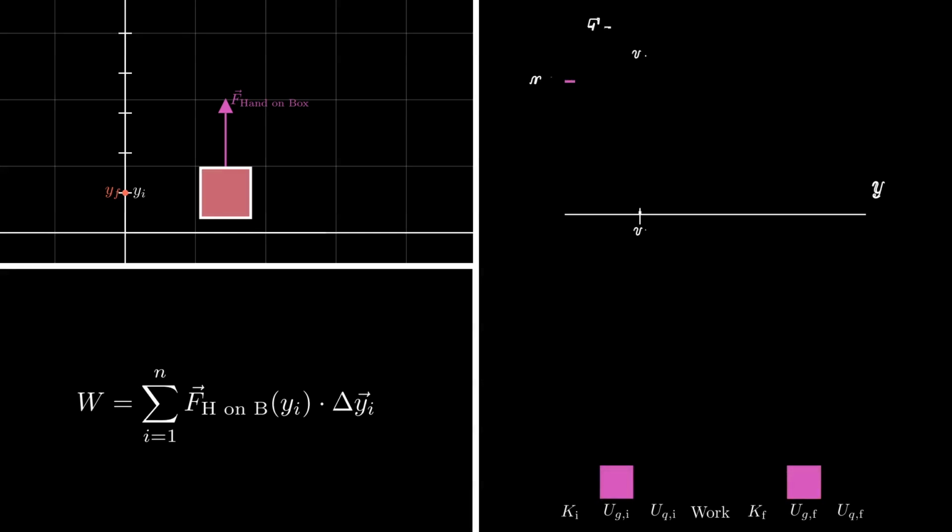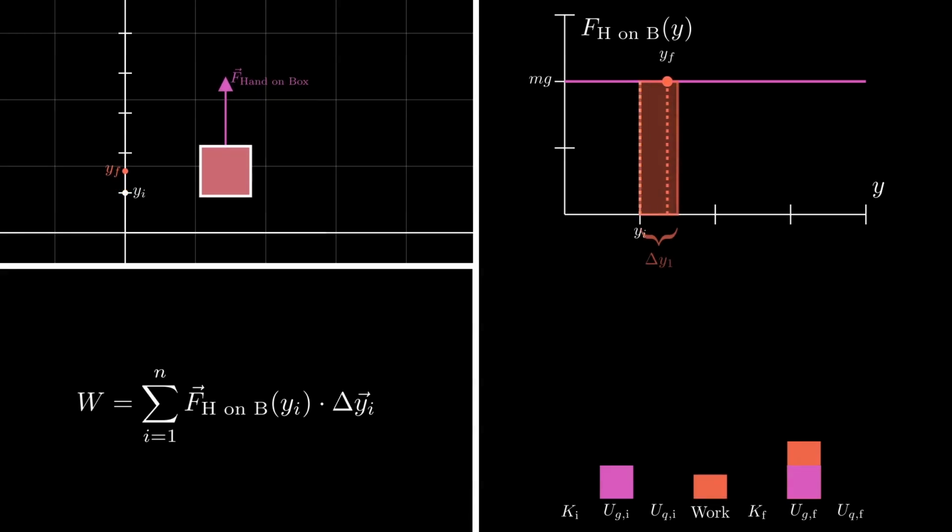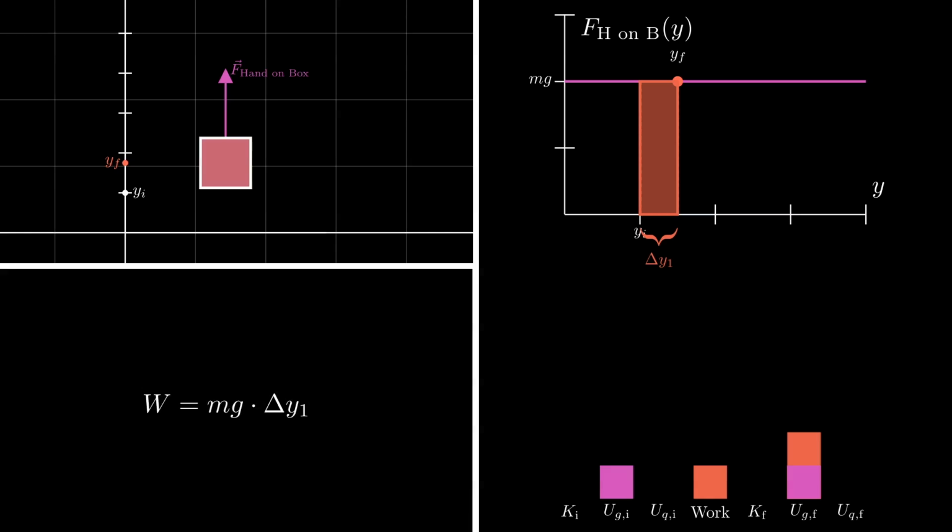Let's look at this example in a little more detail. Imagine we repeat this process but break it down into smaller steps. In this case, we move the box up only a small displacement delta y1 corresponding to the area of a small rectangle under the force versus position graph. We can calculate the work done on the box through the same method as before, only with the smaller displacement now rather than the total delta y.